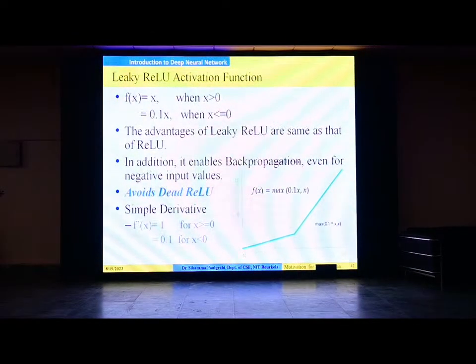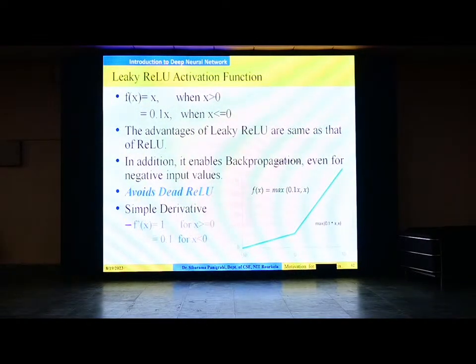If x is less than 0, so it avoids the problem of dead ReLU. So due to the development of these kinds of activation functions, the vanishing gradient problem has been avoided. And if the vanishing gradient problem has been avoided, then what can we do? We can train deeper neural networks, right, with any number of layers. This is one thing that has made deep learning, or deep neural networks, popular after 2010.